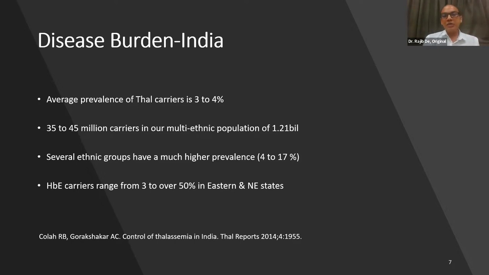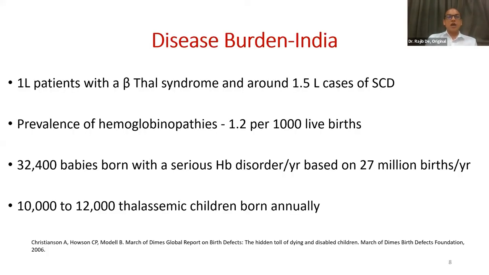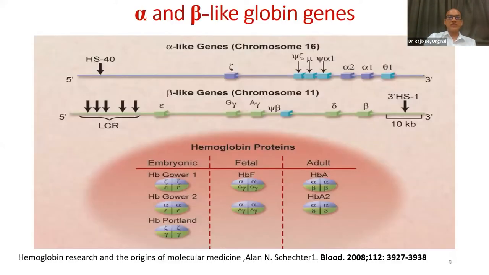And thalassemic patients are really a burden to our healthcare, because the prevalence of hemoglobinopathy in India is 1.2 per 1,000 live births, and 10 to 12,000 thalassemic children are born annually. And it is very much underreported. If we calculate properly, the actual number of thalassemics will be much more than what is mentioned here. And we know that there are alpha and alpha-like chains and beta and beta-like chains, on chromosome number 16 and 11 respectively.